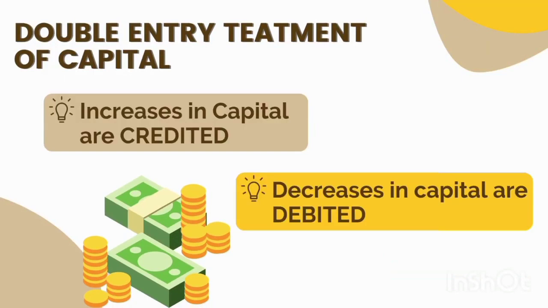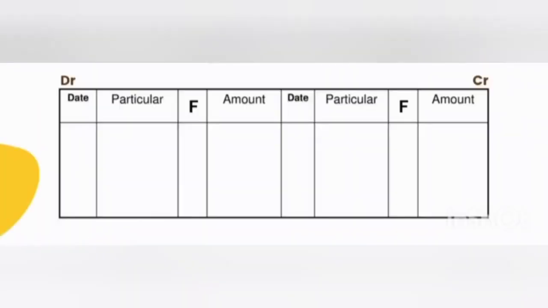Then let's look at the capital. Like the liability, increase in capital are credited, while decrease in capital are debited. What it simply means when we say credited means we are recording it at the credit side, which is the right hand side. When we say debited, it means they are recorded at the left hand side.